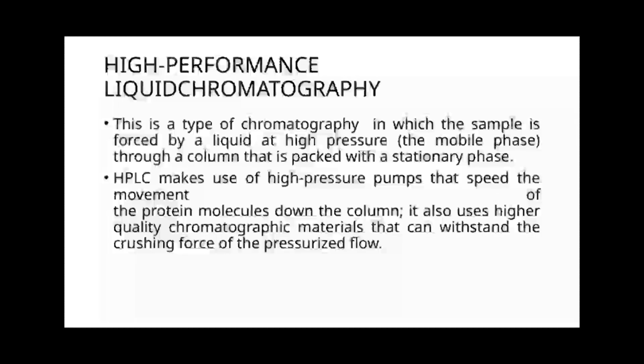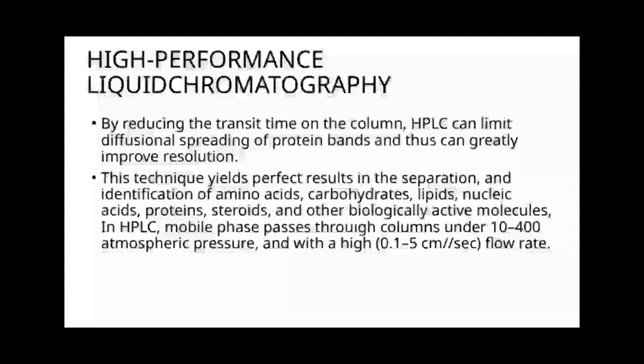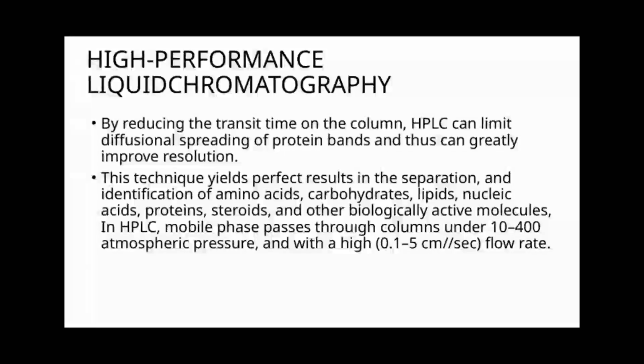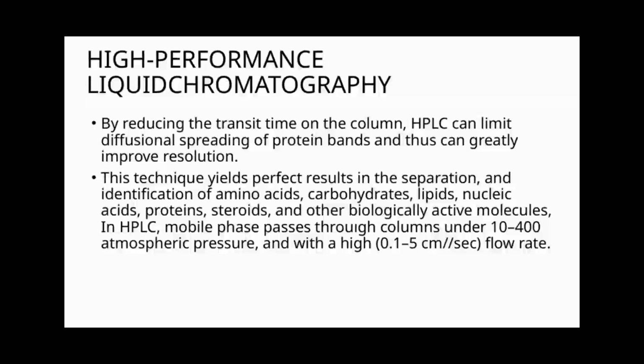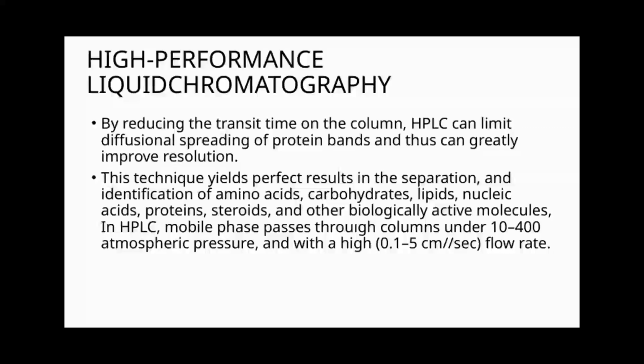This method is especially valuable in research and industry, where speed and accuracy are crucial. It really highlights how technological advancements have improved our ability to analyze and understand biological molecules. By reducing the transit time on the column, HPLC can limit diffusional spreading of protein bands and thus can greatly improve resolution. This means that when the molecules move through the column faster, they don't have as much time to spread out, which leads to sharper, more distinct separation.